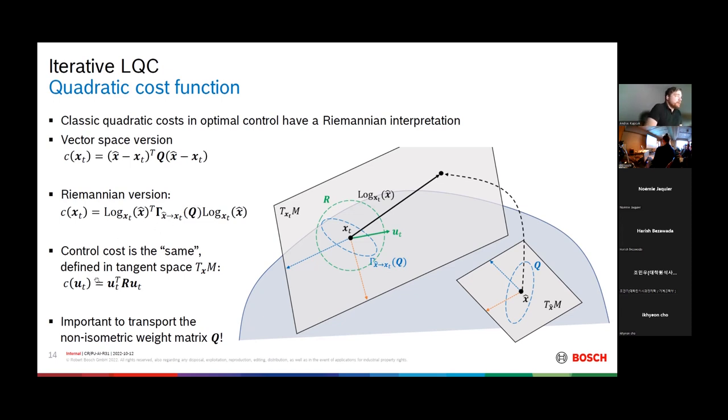We also have, of course, the control cost typically in the cost function, but as the control is defined always in my current tangent space, we don't need to transport anything and it's going to be fine.